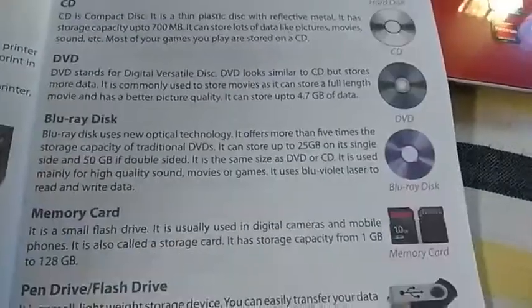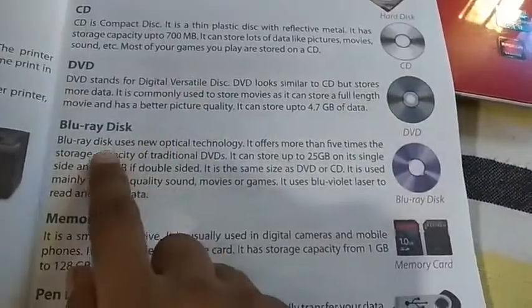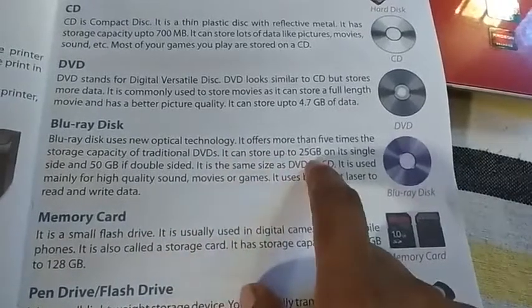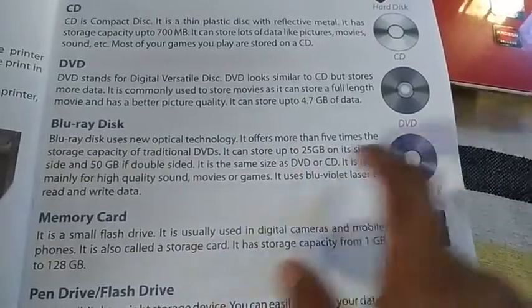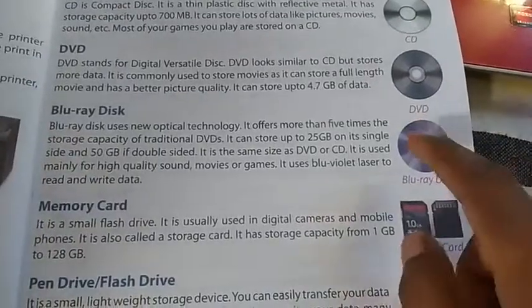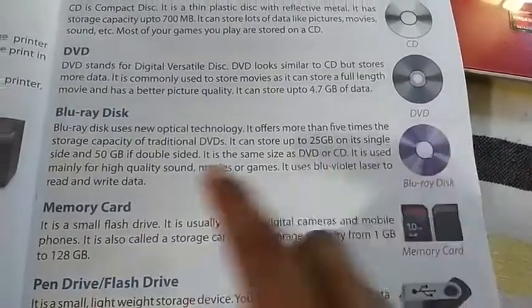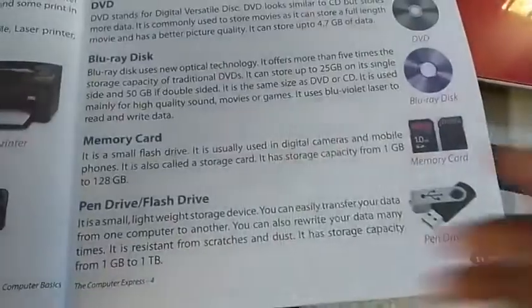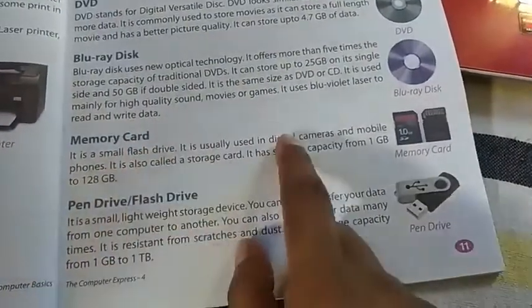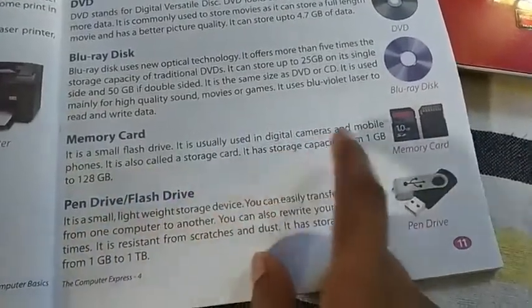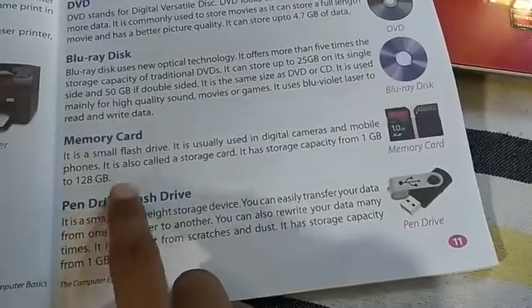And next is Blu-ray disc. Blu-ray disc uses new optical technology. It stores up to 25 GB data on a single side, and on both sides it stores 50 GB data. Next is memory card. Memory card is generally used in cameras and mobile phones. It stores from 1 GB to 128 GB.